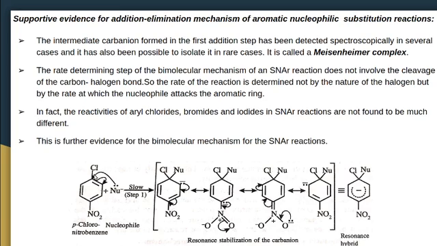That means if we use bromine, chlorine or iodine, there is no change in the rate of the reaction. That is another evidence for the addition elimination mechanism. That means an aryl halide compound with a nitro group follows the addition elimination mechanism. That was proved by these two factors.